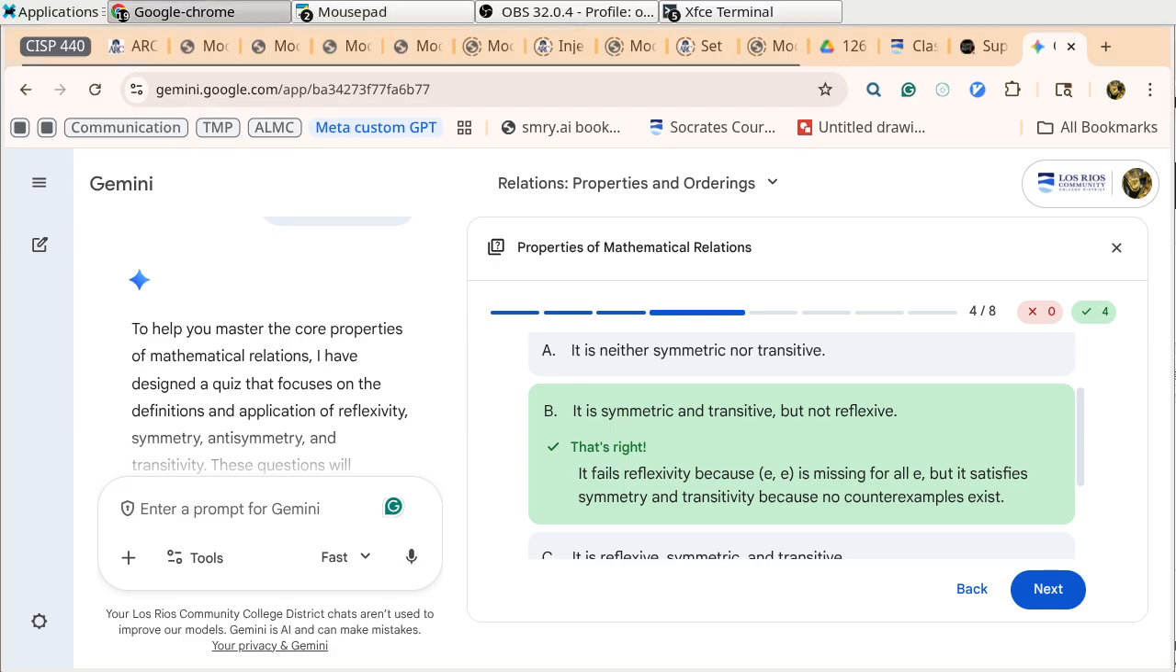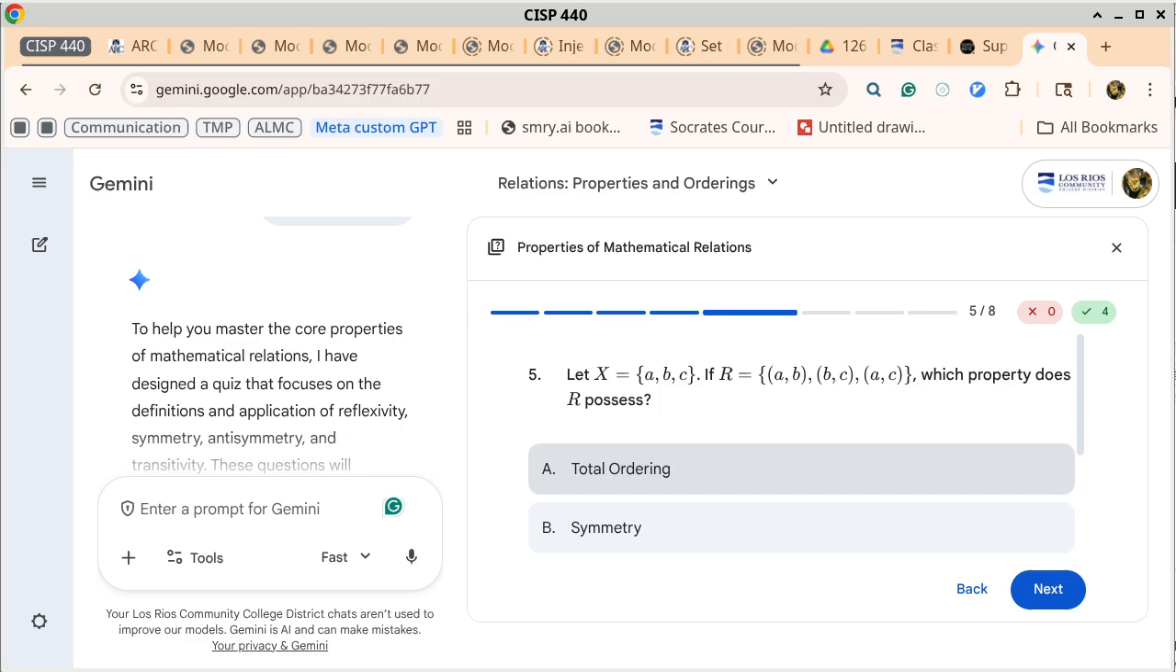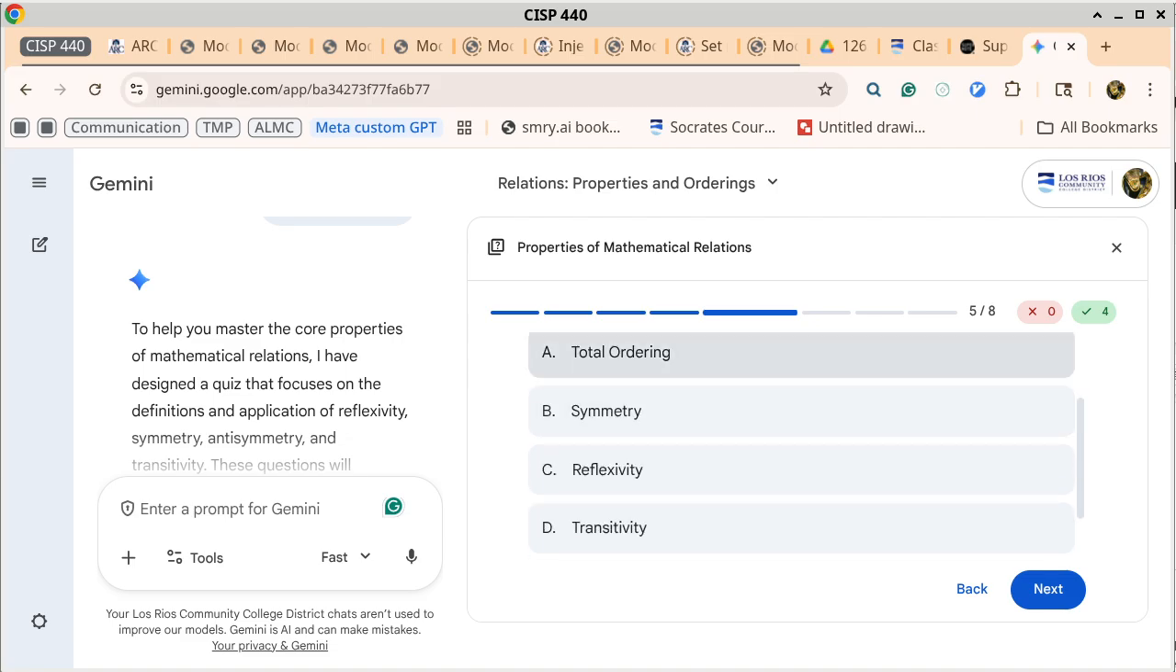All right, moving along. Let X be {A, B, C} and R be {(A,B), (B,C), (A,C)}. Which property does R possess? We haven't really talked about total ordering yet, but it's not.